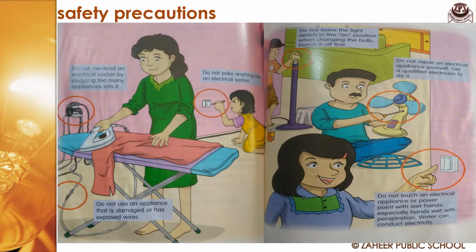Number four, we should not leave the light switch on while changing a bulb. Number five, we should not repair an electric appliance by ourselves. Number six, we should not touch an electric appliance or switch with wet hands.